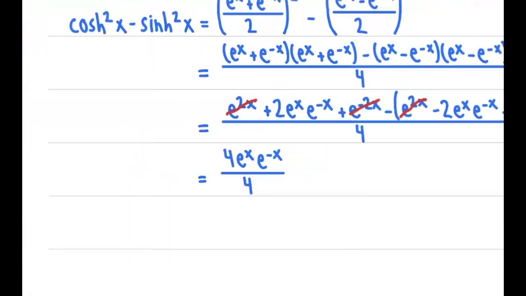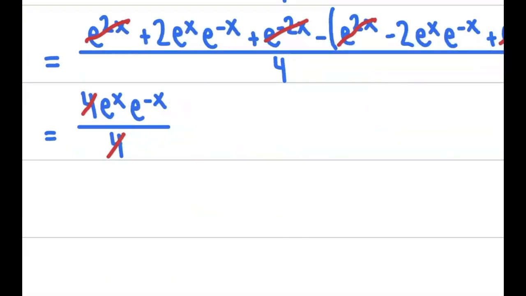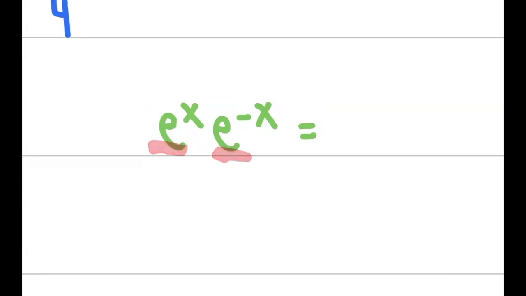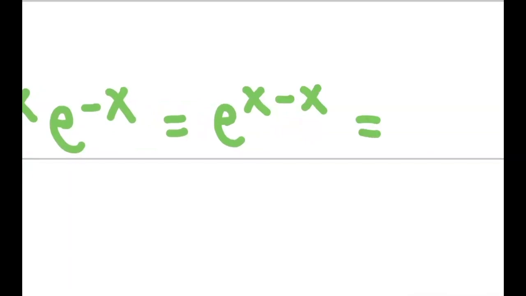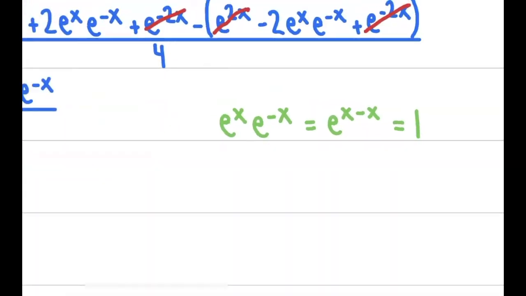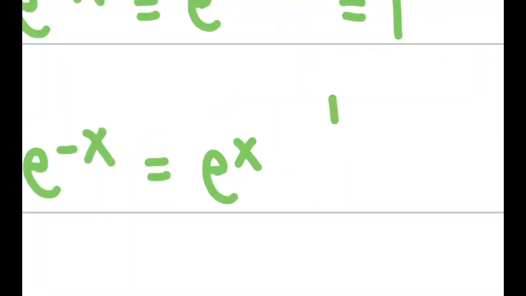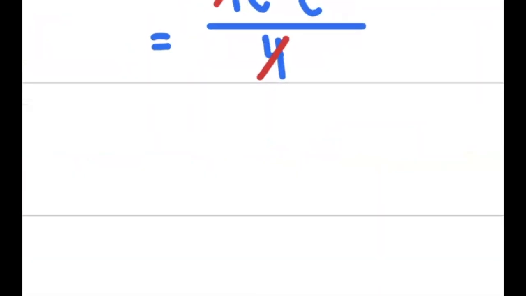Nice. Yeah, so that looks way cleaner. And then the 4s are going to cancel. And let me just do this on the side here. E to the x times e to the negative x. Since the bases are the same, you can just add the exponents. So you'll get e to the x minus x, which is e to the 0, which is 1, just like random guy said. You can also think of e to the negative x as 1 over e to the positive x. And what's going to happen is these will cancel and you'll get 1. So that's another way of thinking about it. But yeah, this is going to equal 1.